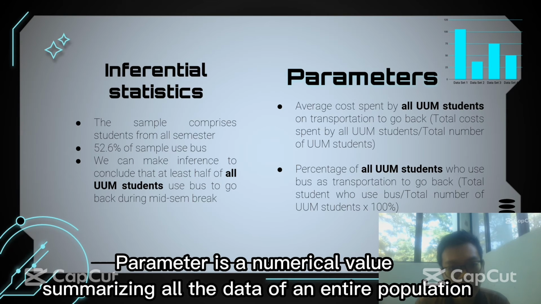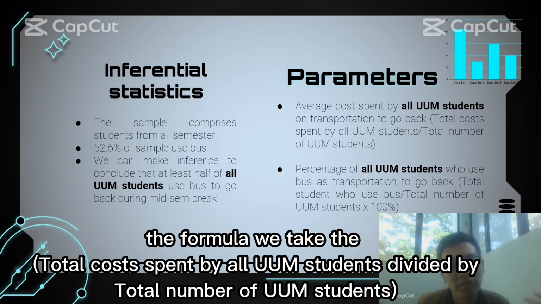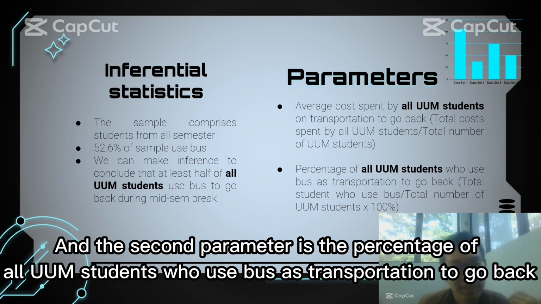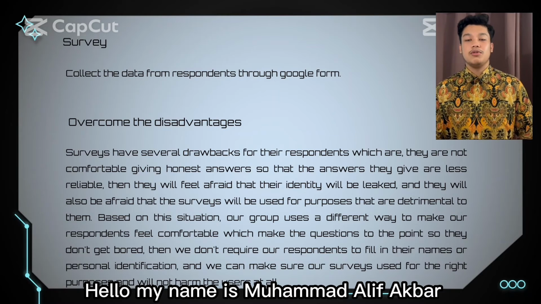And then a parameter is a numerical value that summarizes all the data of the entire population. The first parameter is the average cost spent by all UUM students on the transportation to go back, and the formula will take the total cost spent by all UUM students divided by the total number of UUM students. And the second parameter is the percentage of all UUM students who use the bus as transportation to go back. The formula will take the total students who use bus divided by the total number of UUM students times 100%.